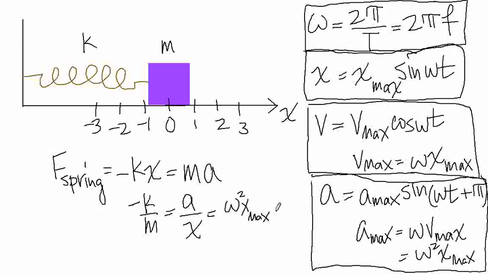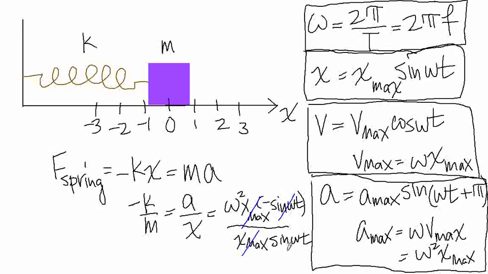Okay, and let me replace the sine of omega t plus pi with minus sine omega t. Convince yourself that by removing the pi, that's equivalent to multiplying the sine function by a minus 1. All right, and so I divide that by the expression for x, so x max sine omega t, and then you can see that we're going to get some cancellation.